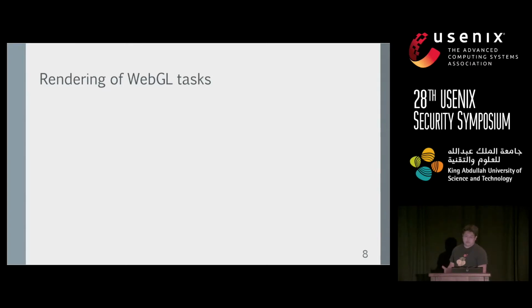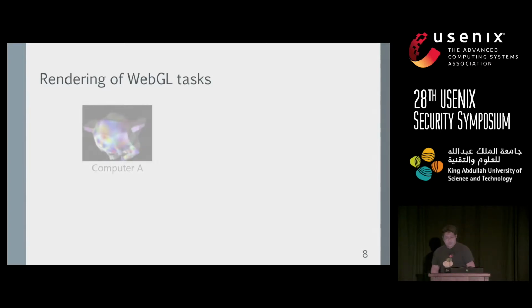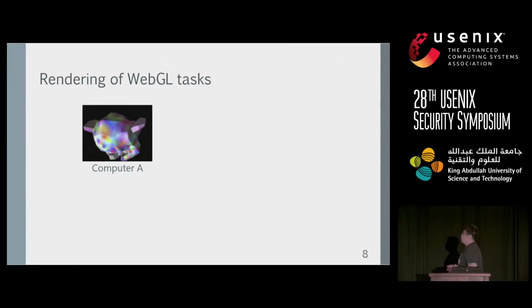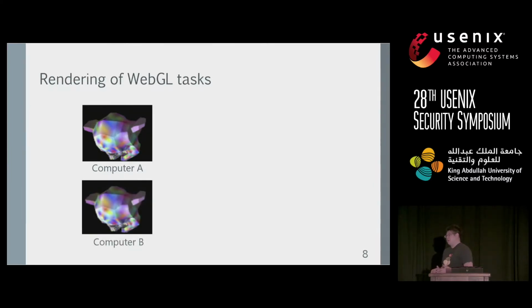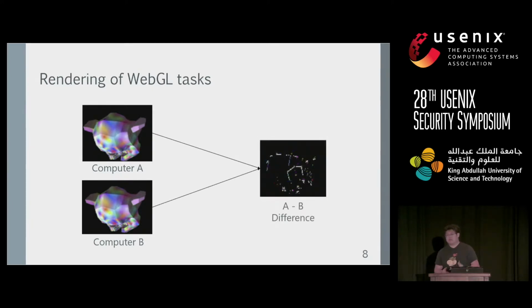Let's talk about the rendering of a WebGL task first. For example, if we have a WebGL project and computer A renders this WebGL project and creates an image, computer B also runs the same project and creates another image. Manually, we cannot see any difference between these images. But if we compute image A minus image B, we will find this difference. And the attacker can, according to this difference, create the browser fingerprint.